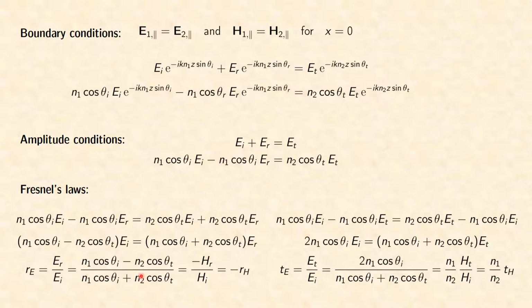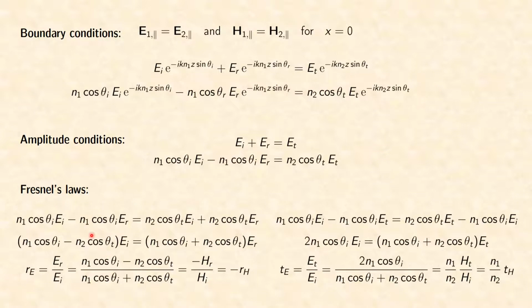You could also do all these calculations with the amplitudes of the magnetic field instead of the electric field, and in that case you would get almost the same result, the same expression, but just the opposite sign. So RH is minus RE. And this is actually Fresnel's law of reflection.